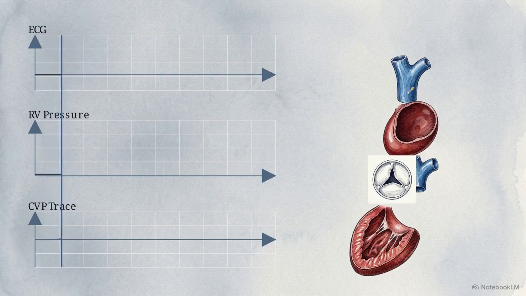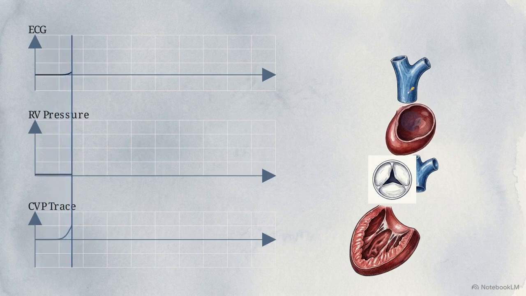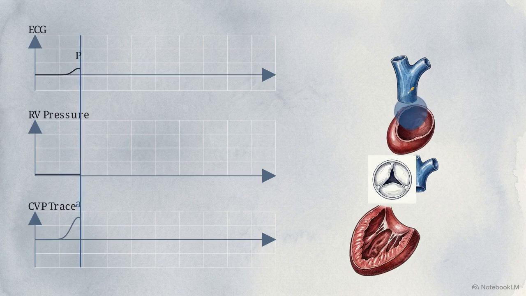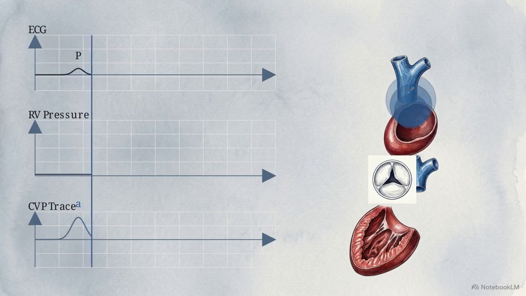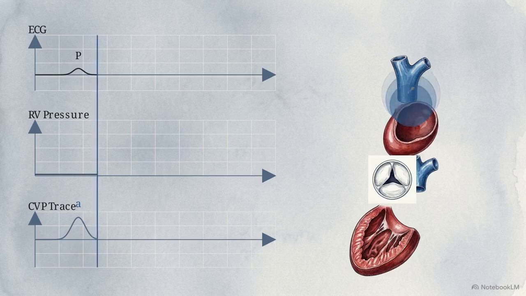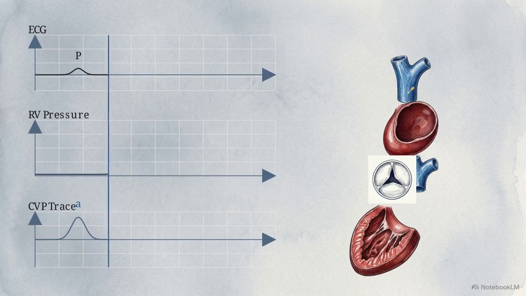The cycle begins with atrial systole. Following the P wave on the ECG, the right atrium contracts to push the final 20 to 30% of blood volume into the ventricle. That muscular squeeze pushes blood back against the venous column, registering on the CVP monitor as the prominent A wave. Next, the electrical signal hits the ventricles, marked by the QRS complex.